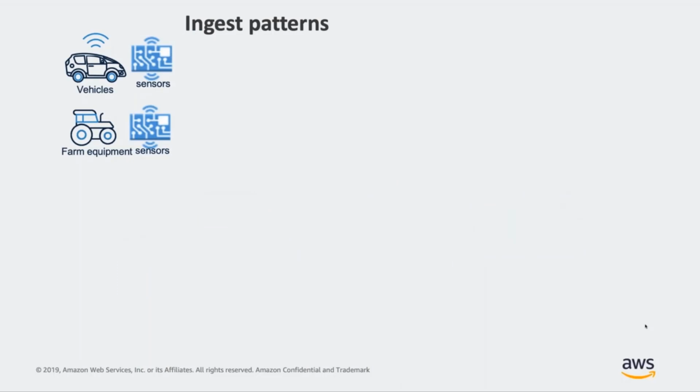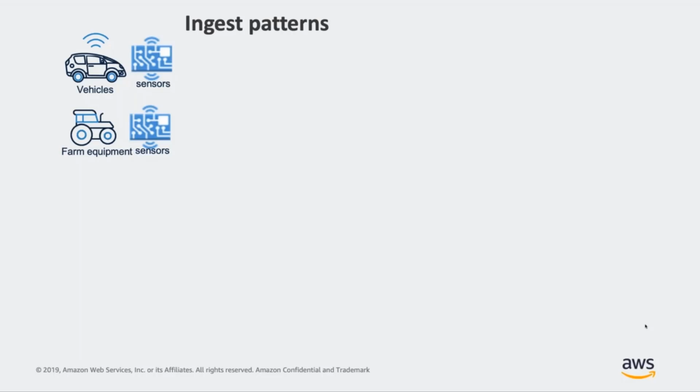Now, let's look at some of the patterns around ingest of data from your IoT sensors into the cloud. Let's start with mobile vehicles and farm equipment, mobile things, and how they would ingest data into the cloud. On the left-hand side, we have your vehicles, farm equipment, other mobile devices. These could include trucks, trailers, any other type of mobile equipment.